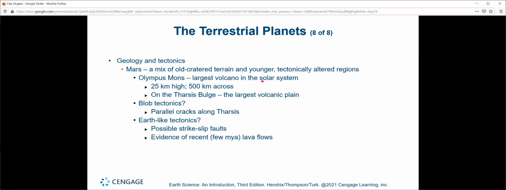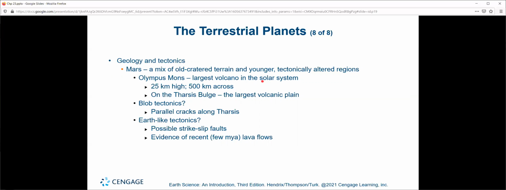Just beyond stupidly large volcano. Sitting on the largest volcanic plain, the Tharsis Bulge. And again, we have to bring up the conversation about blob tectonics here. We have parallel cracks along the Tharsis Bulge, this large volcanic plain.